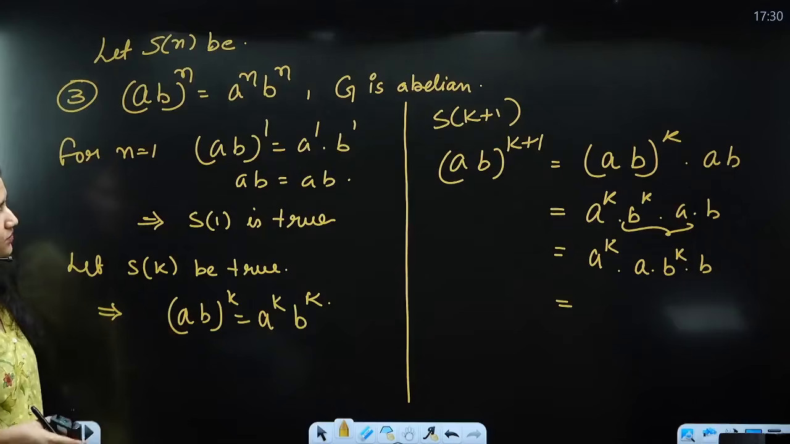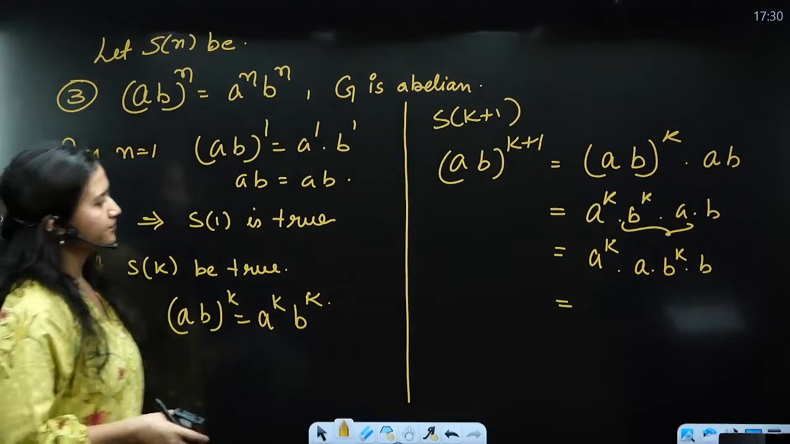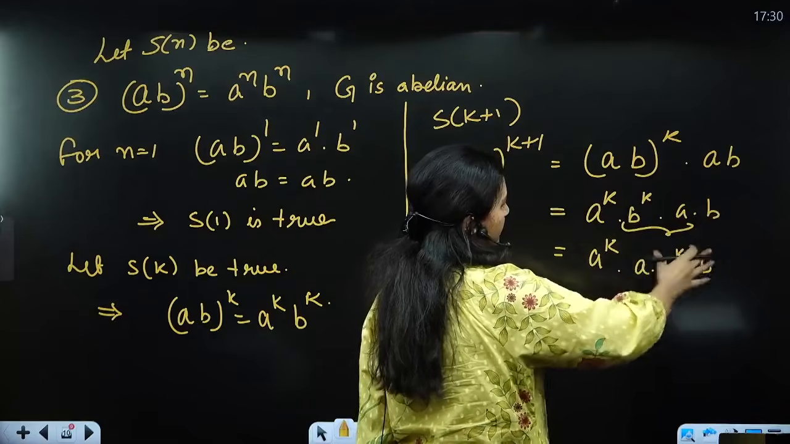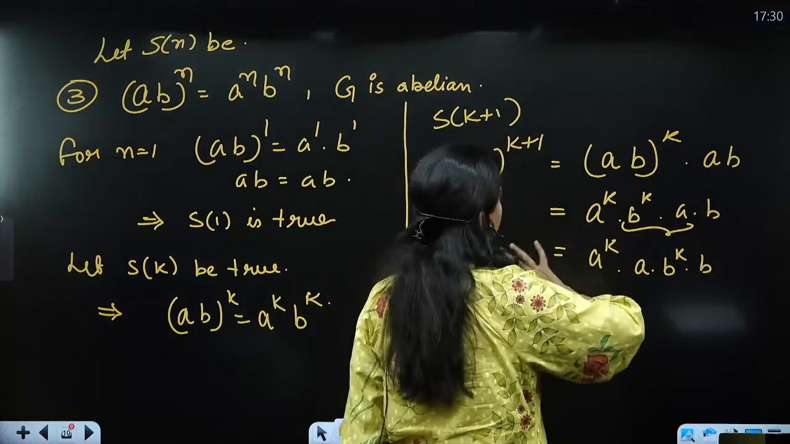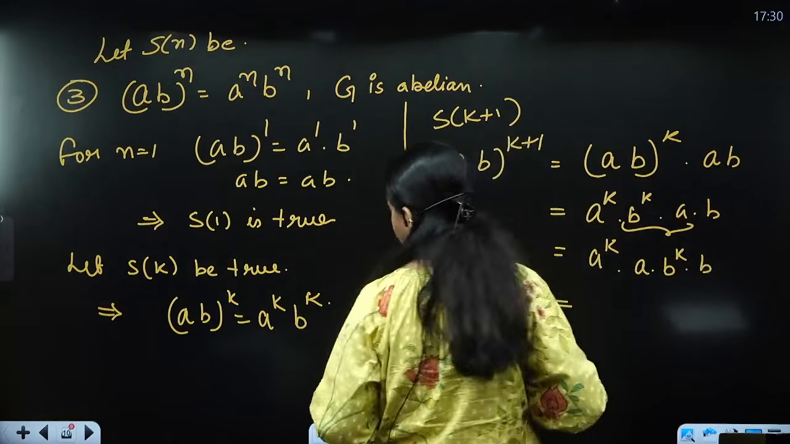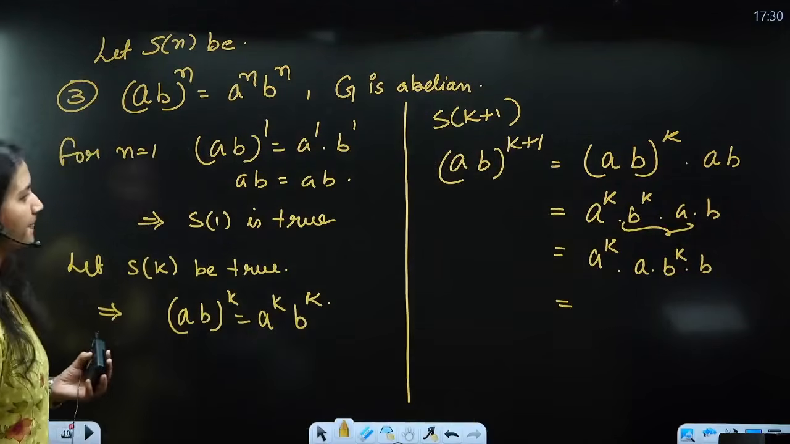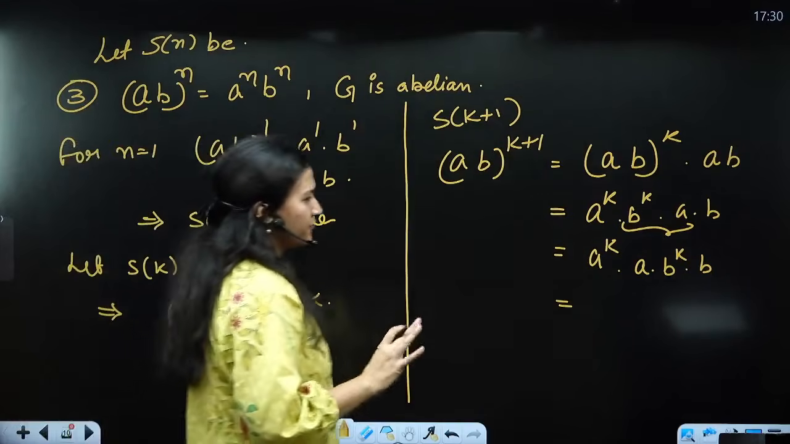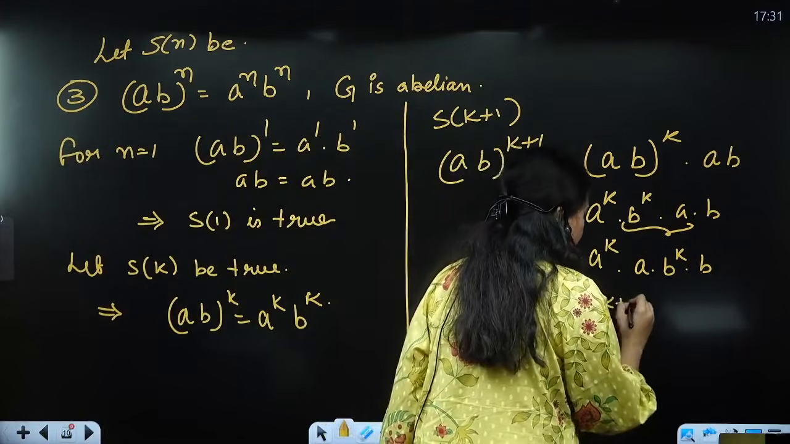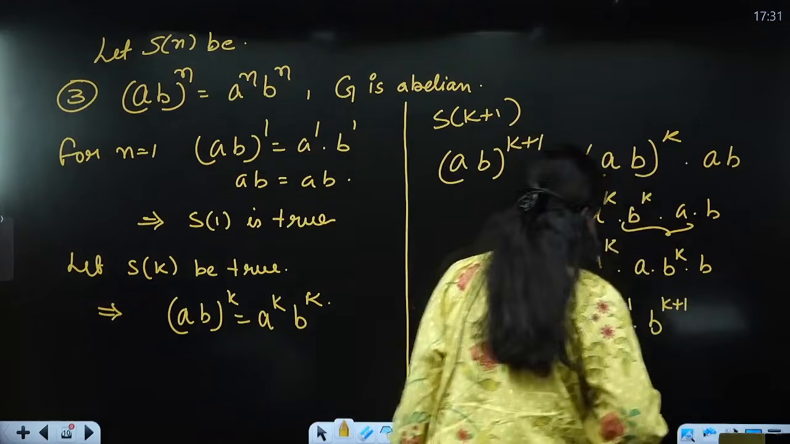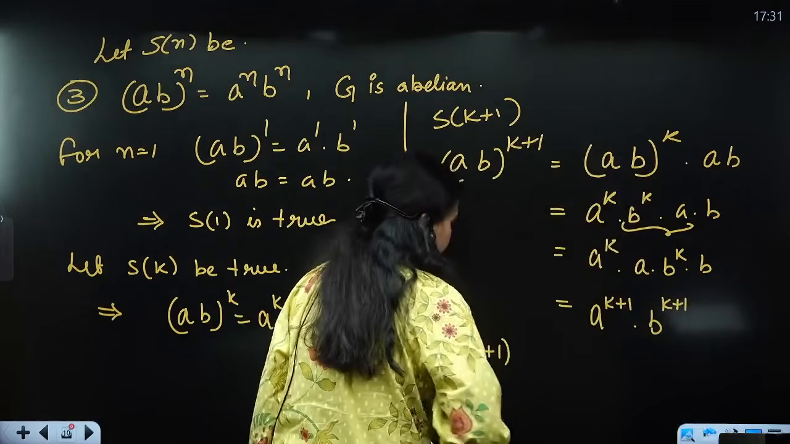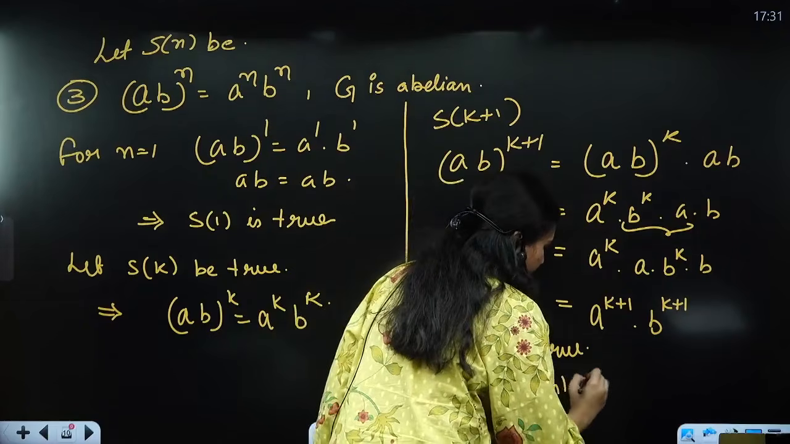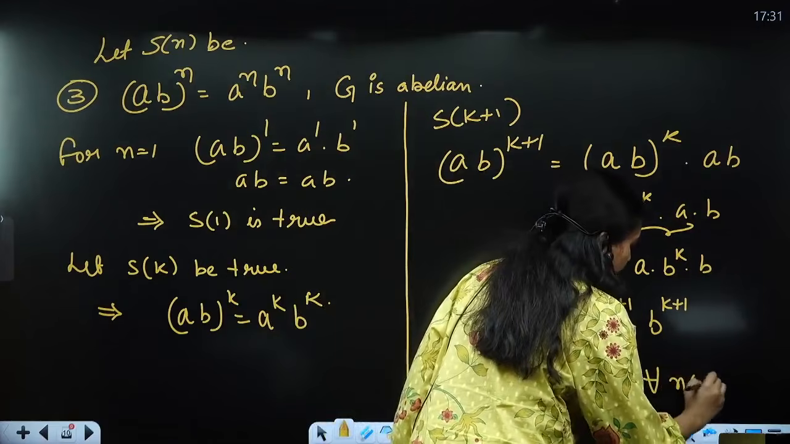Where am I going to use this value? That is what is confusing me here. Then the problem is that we don't need this statement here, (ab)^k · ab. Okay, for now we can take it as a^(k+1) · b^(k+1). So this says that S(k+1) is true, right? So this implies that Sn is true for all n belonging to natural numbers.